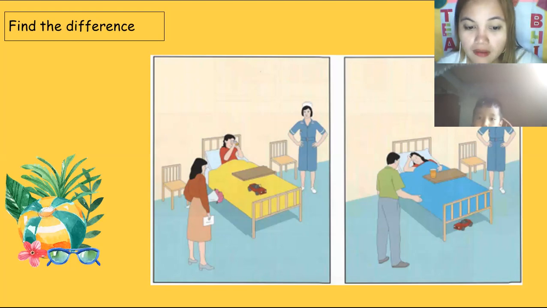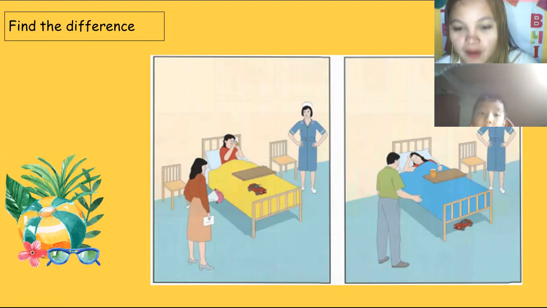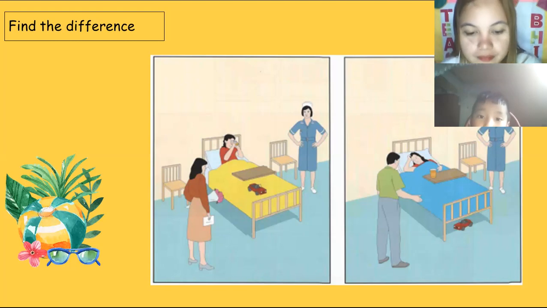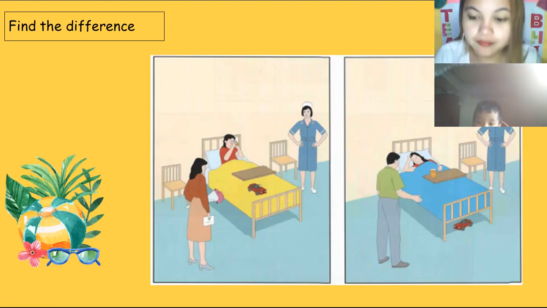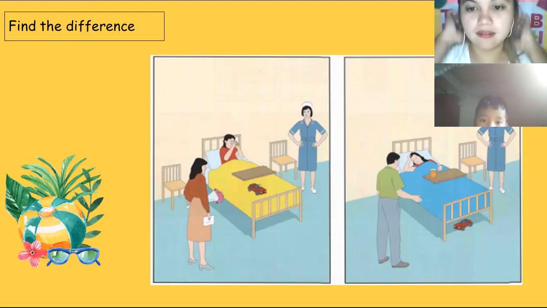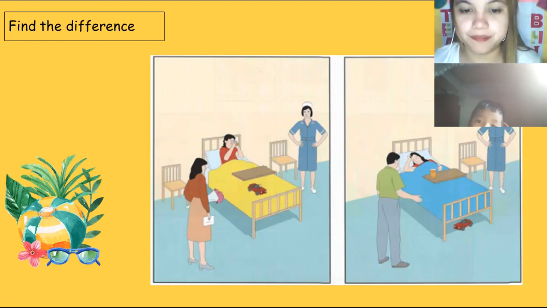One example? But we have said all the differences. One more. The mother has a flower and a card. And the dad has no flowers in his hand. Did you see it? Here's 4 pictures and here's 5 pictures. Yes, very good. Let's go to the next page.